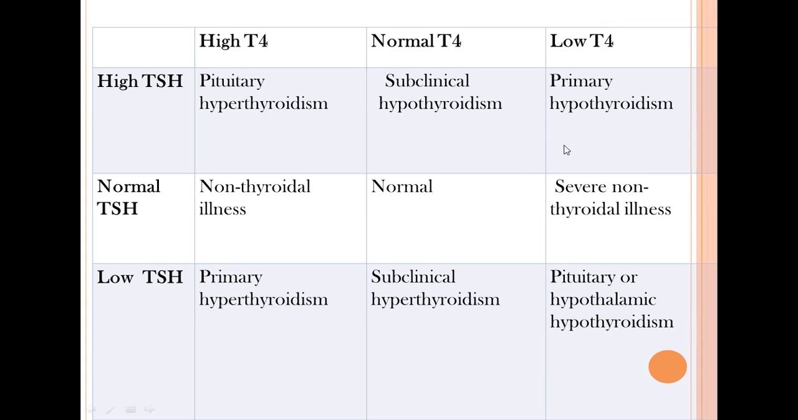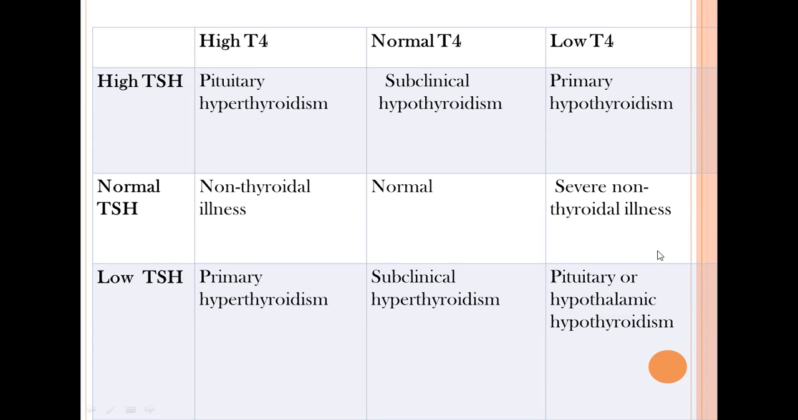While if the TSH is high but the T4 is low, this is interpreted as primary hypothyroidism. Primary hypothyroidism. In case the TSH is normal but the T4 is high, then this can be interpreted as a non-thyroidal illness or sick euthyroid syndrome. Why? Because the TSH is normal. If both the TSH is normal and the T4 is normal, the patient is normal euthyroid. He has no thyroid abnormality.